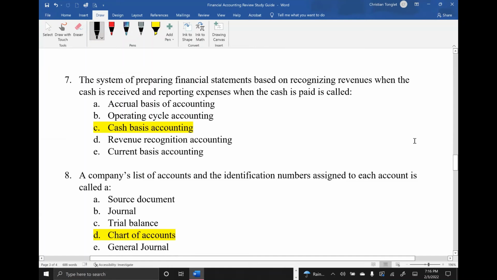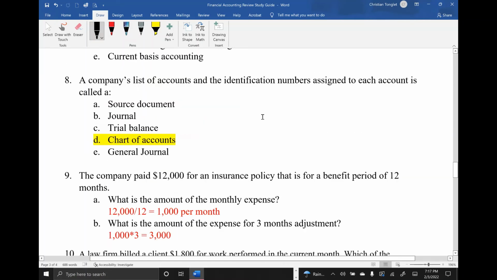All right, the system of preparing financial statements based on recognizing revenues when the cash is received and reporting expenses when the cash is paid. So we talked about two different ways we could keep track of the books. Everything you learn in financial accounting is about accrual basis. So if I'm going to base everything in my financial statements on when I paid out cash and when I received cash, what is that called? Cash basis accounting. There are two different ones, accrual or cash. Actually, there are more, but for this class, there are two.